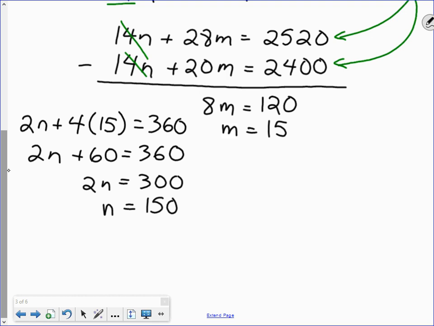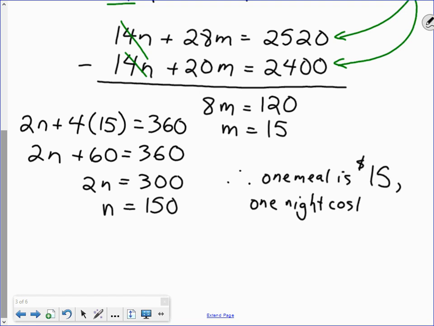Now, what do n and m represent here? Well, we can say therefore, one meal is $15, our value for m. One night costs $150. And make sure we put in the dollars in there. Okay? And that's going to be our conclusion.